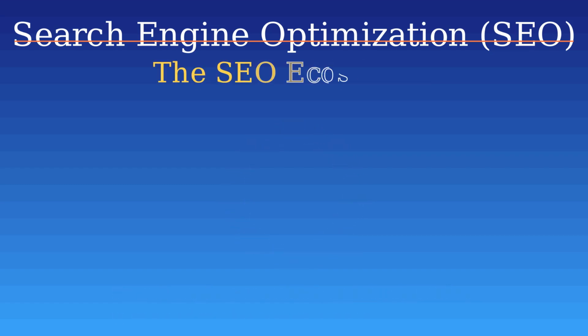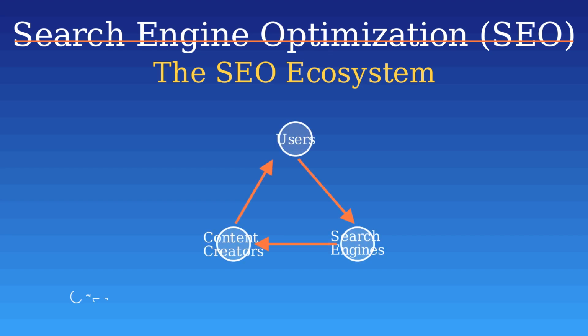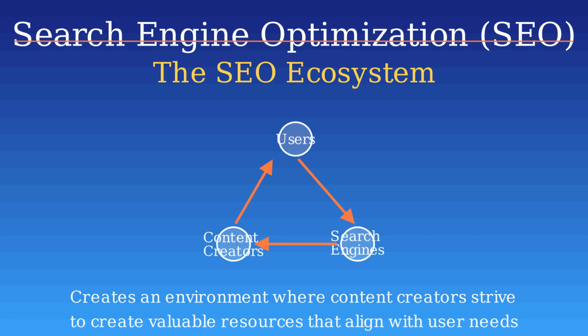Search engines constantly update their algorithms to reward high-quality, relevant content while penalizing manipulative tactics. This creates an ecosystem where content creators strive to create valuable resources that align with what users are searching for. Theoretically, this continuous improvement cycle improves the overall quality of information available on the web.